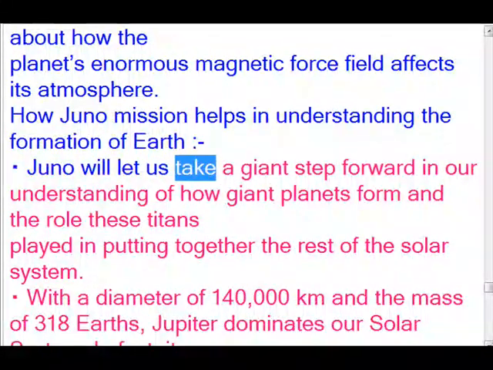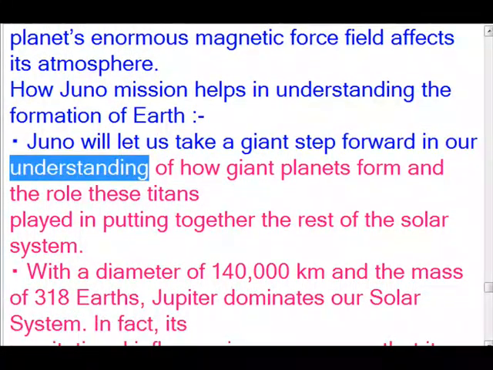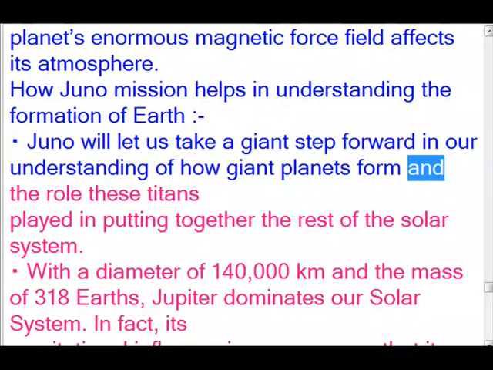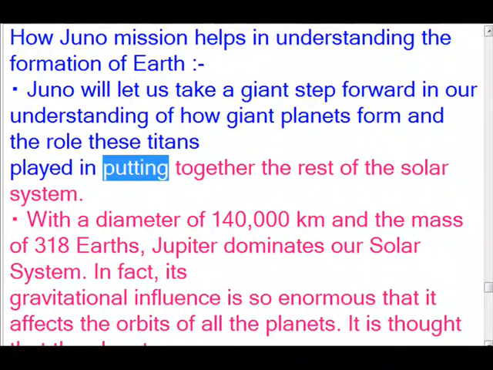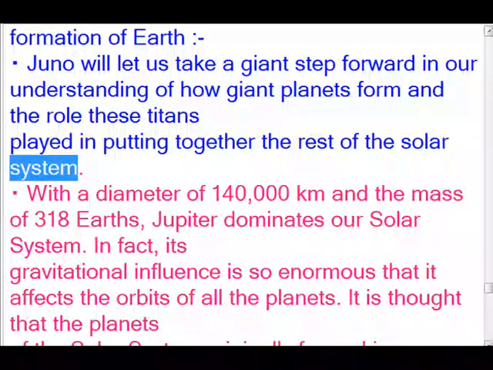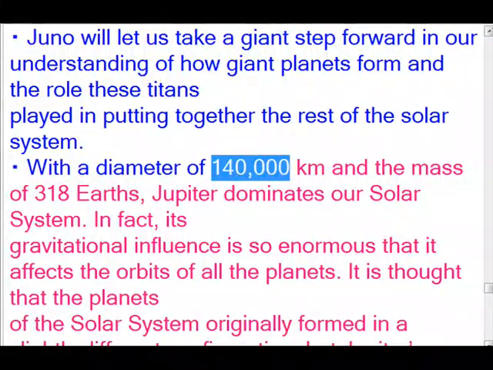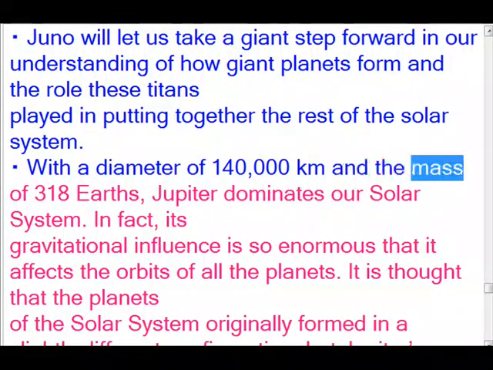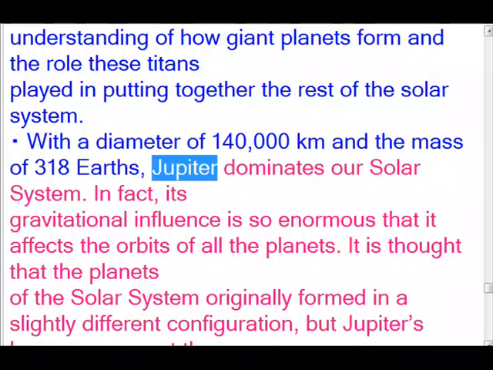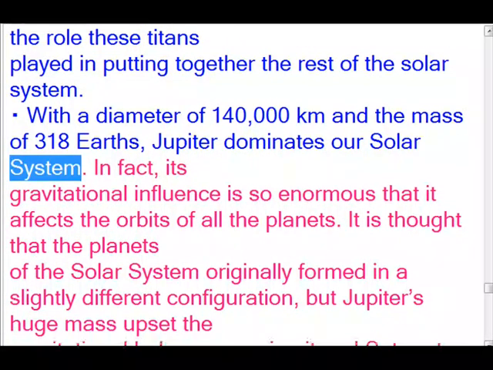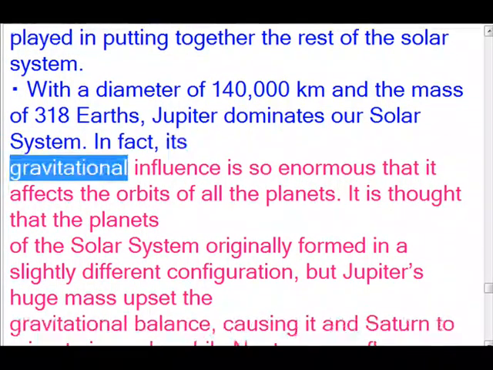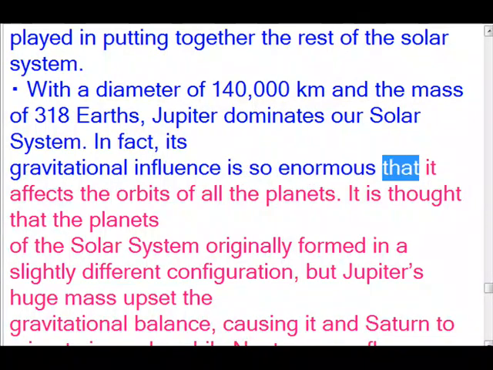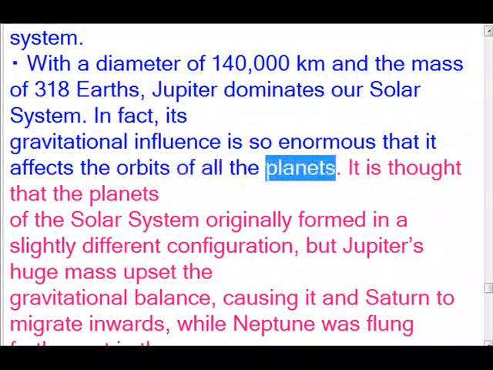How the Juno mission helps in understanding the formation of Earth. Juno will let us take a giant step forward in our understanding of how giant planets form and the role these titans played in putting together the rest of the solar system. With a diameter of 140,000 kilometers and a mass of 318 Earths, Jupiter dominates our solar system. In fact, its gravitational influence is so enormous that it affects the orbits of all the planets.